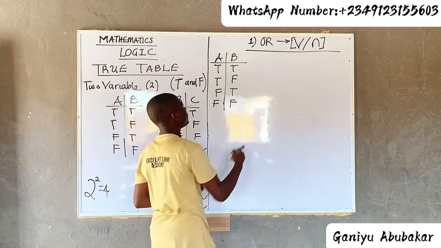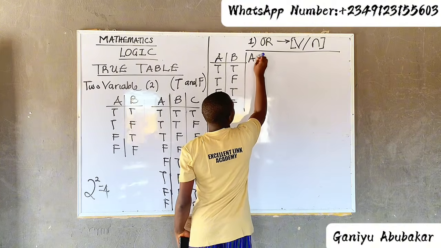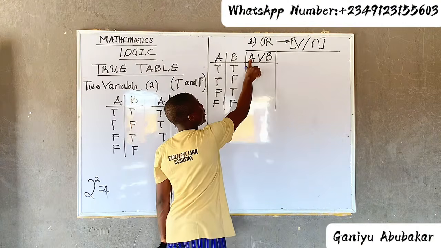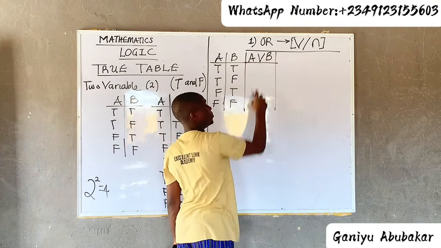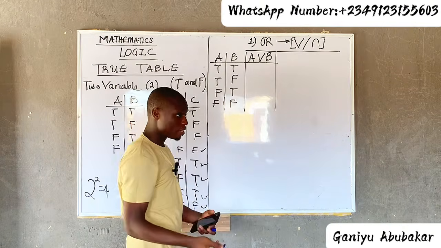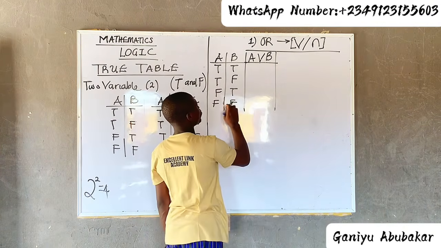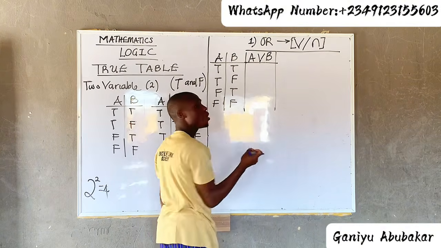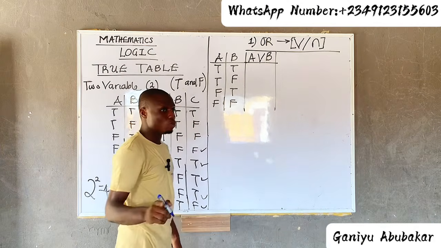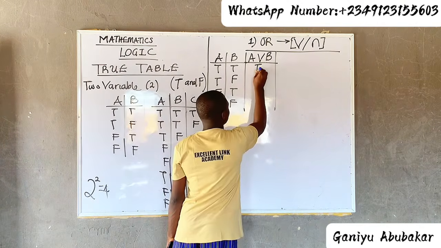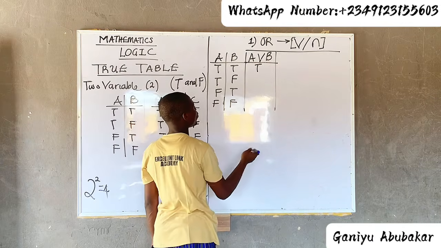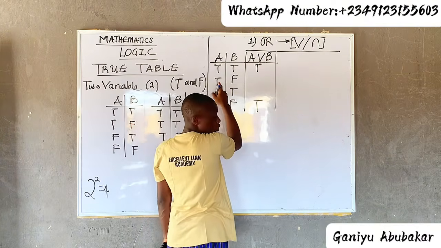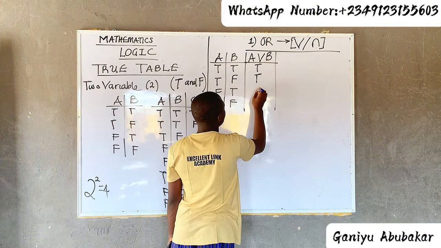So next up, let's find A or B. So what will A or B mean? What will A or B give? Now, if I'm to combine true and true, what will be the end product? If I'm to combine true and false, what will be the end product when it comes to or? There is something to note, please. True, true will give you true. False, false will also give you true. But for true, false, this should give you true.